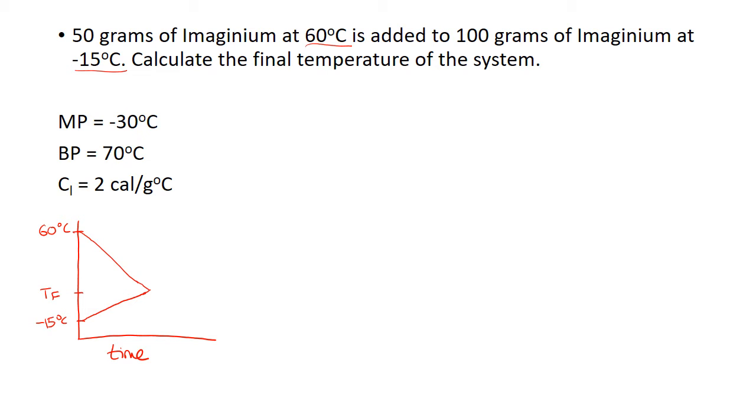If it had given us a final temperature, we would be able to actually put a number here for TF, but in this case, it did not. These are both going to be liquids in this case. It's based on melting and boiling points, and we're within that range.